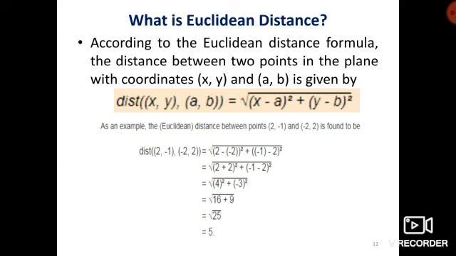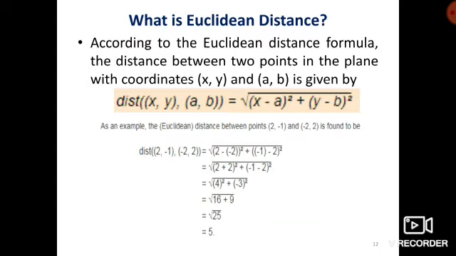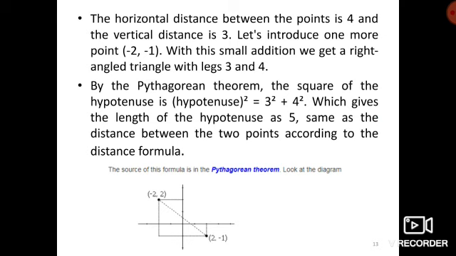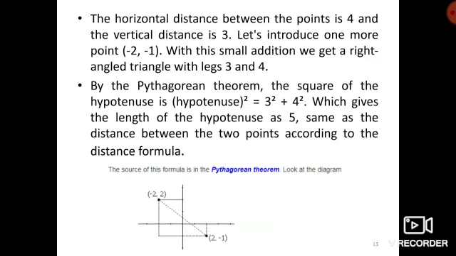Now, let's take an example. The Euclidean distance between the points (2, -1) and (-2, 2) is found in the following way. The answer is 5. The horizontal distance between the points is 4, while the vertical distance between the points is 3. So in this way we can calculate the distance between the points (2, -1), represented as x, y, and (-2, 2), represented as a, b.